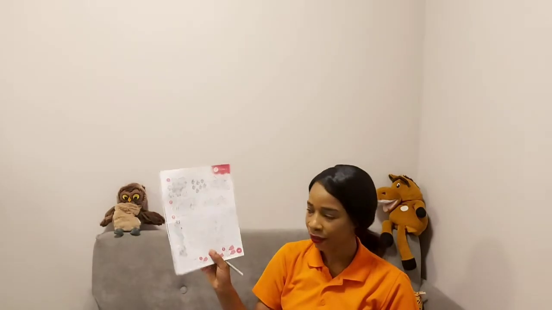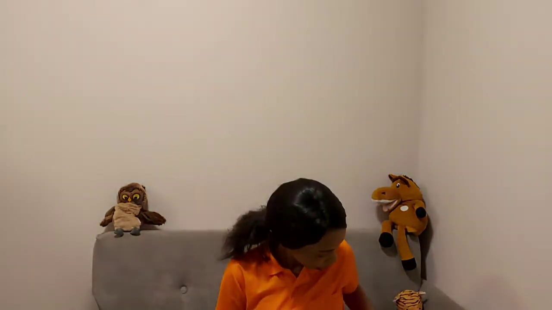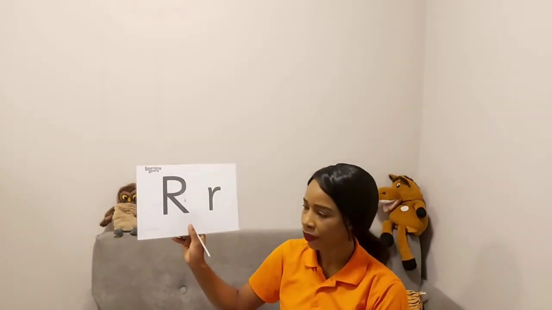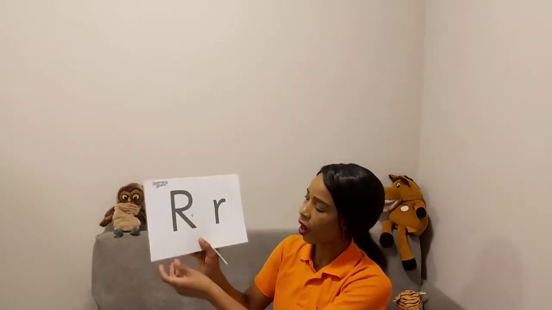Here we have a rabbit. Oh, that's a very cute rabbit. We have a rabbit. Rabbit starts with the letter R. Let me get the letter R here. There is the letter R. What's the sound for the letter R? It's R. R. Let's write R.